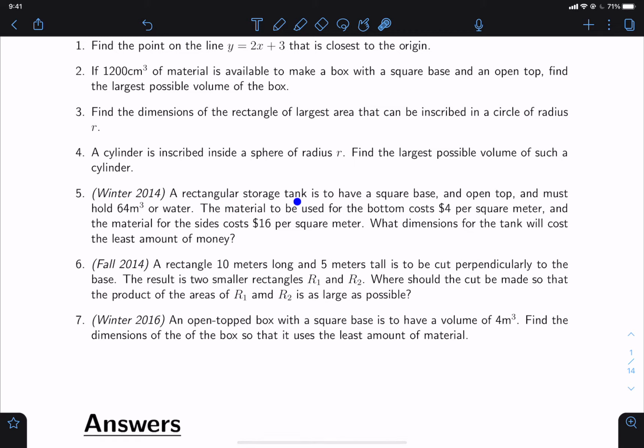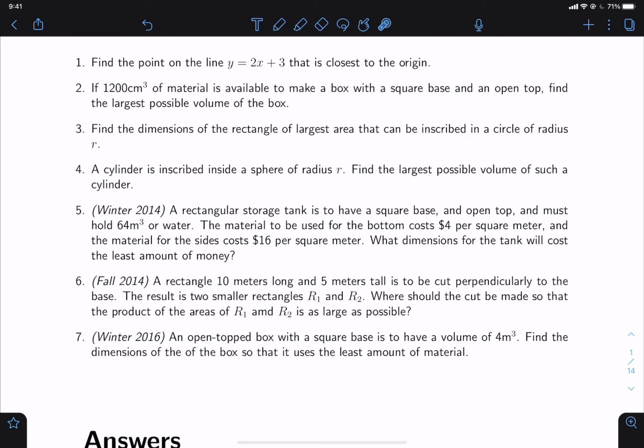A rectangular storage tank is to have a square base and an open top. Okay, just like the box in the second question, we can imagine, right? Open top box, and it must hold 64 cubic meters of water. The material used for the bottom costs $4 per square meter, and the material for the sides costs $16 per square meter. What dimensions for the tank will cost the least amount of money?